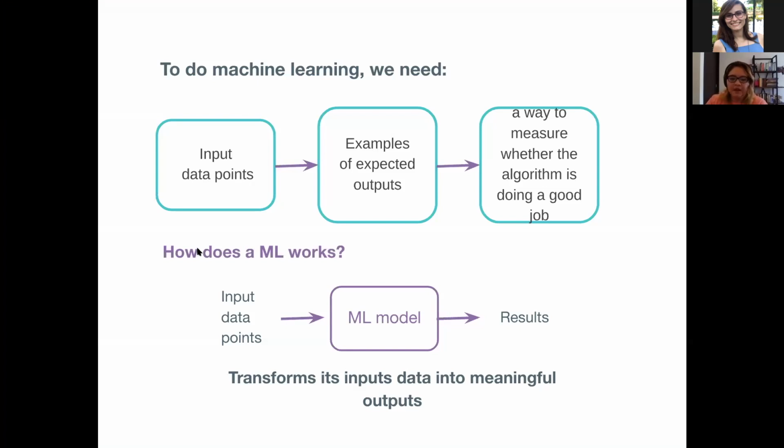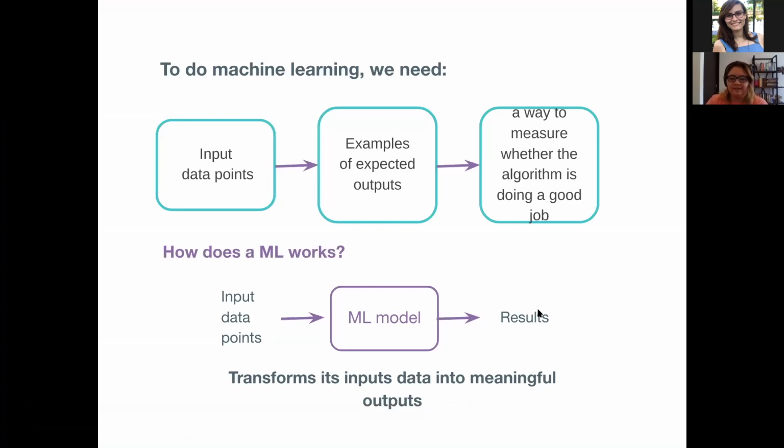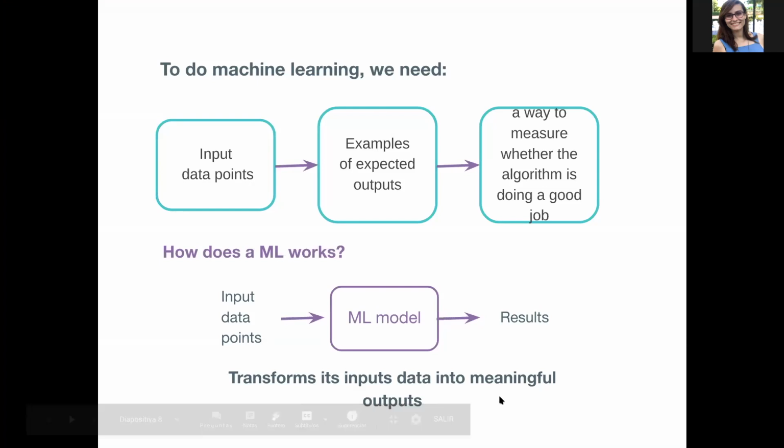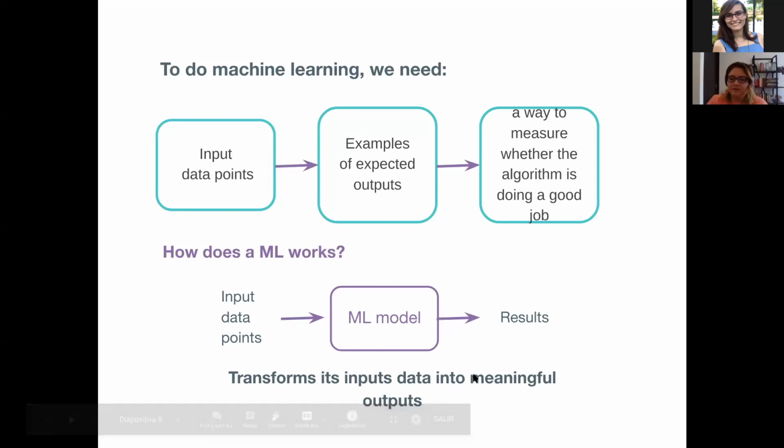So how does a machine learning system work? We have our input, our data points, and we train our model to get some results. This is very similar to the past slide. So the magic, or the objective of developing a machine learning model, is to transform its input data into meaningful output. So really the problem here is to get meaningful results.